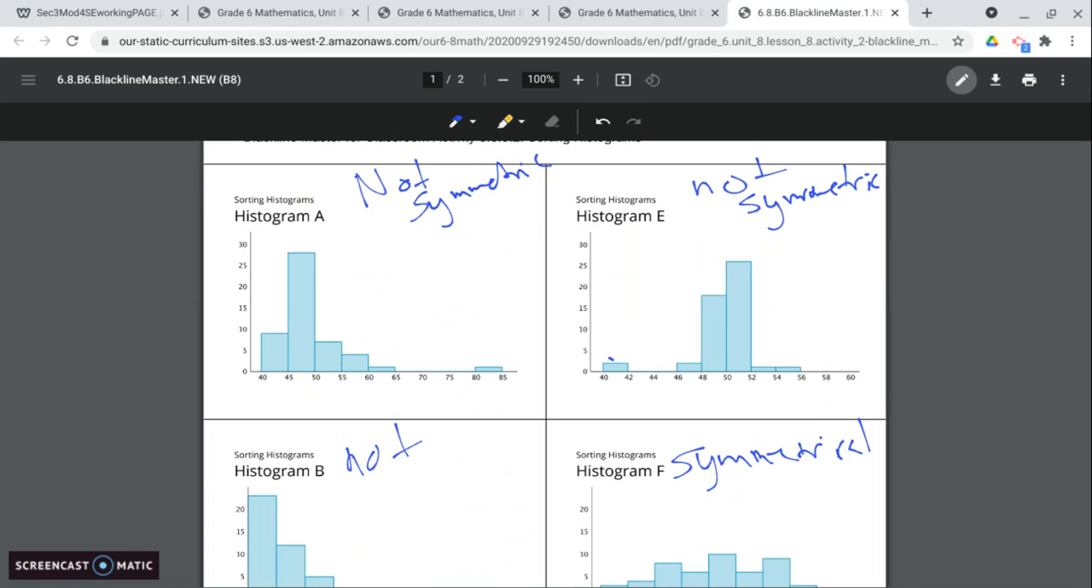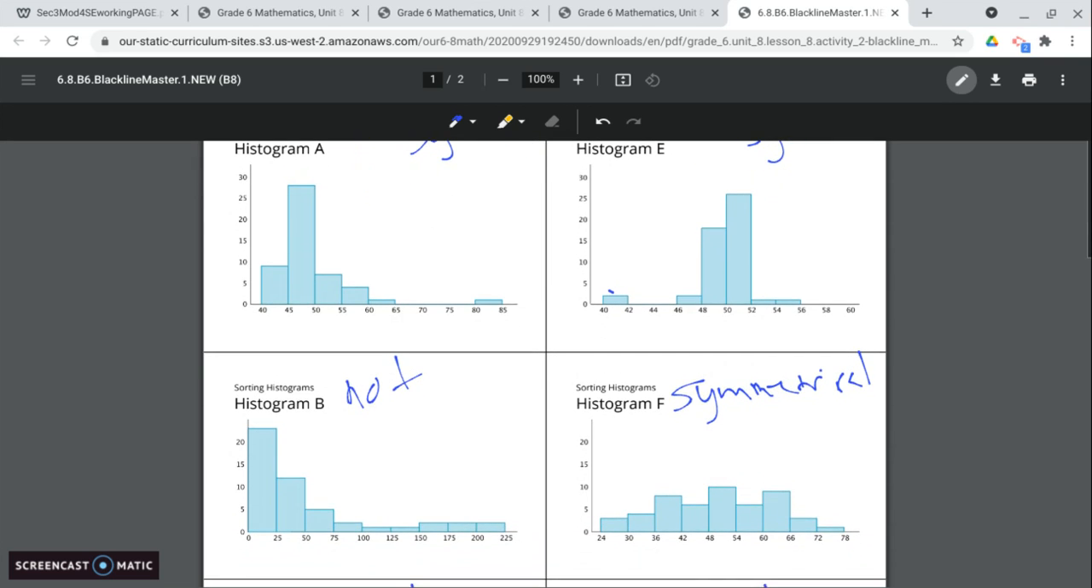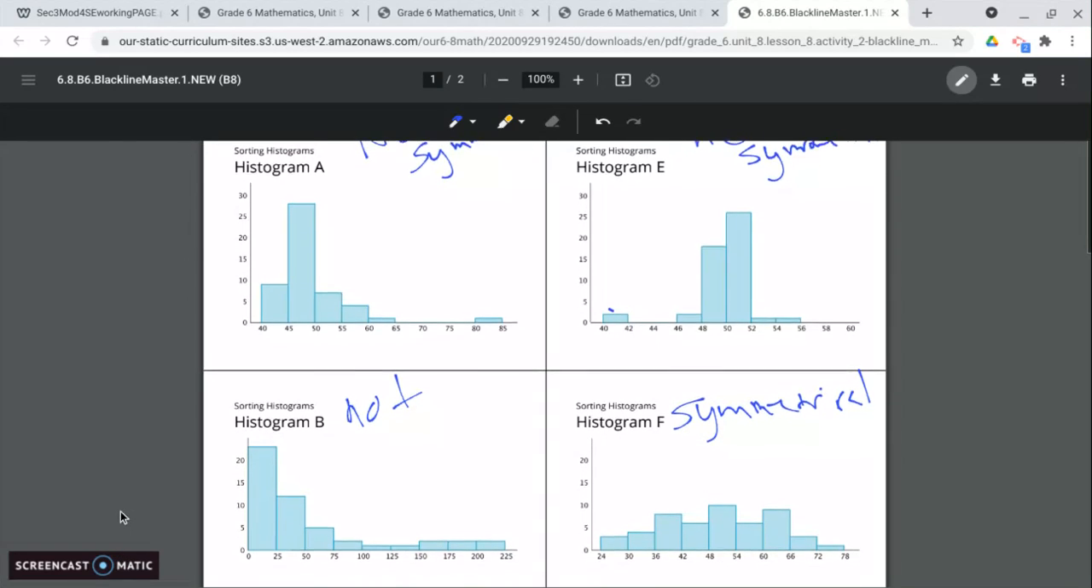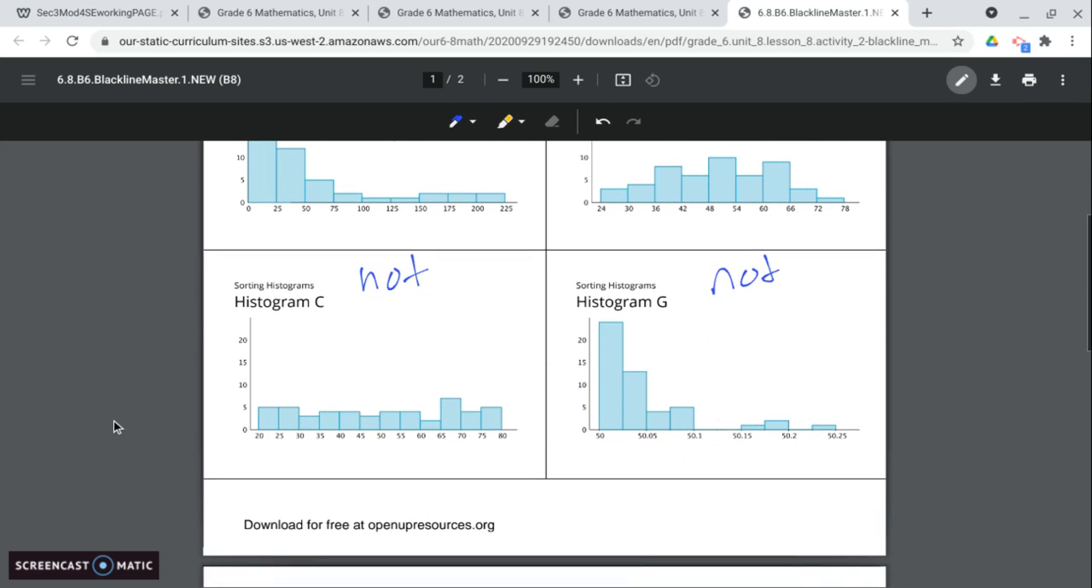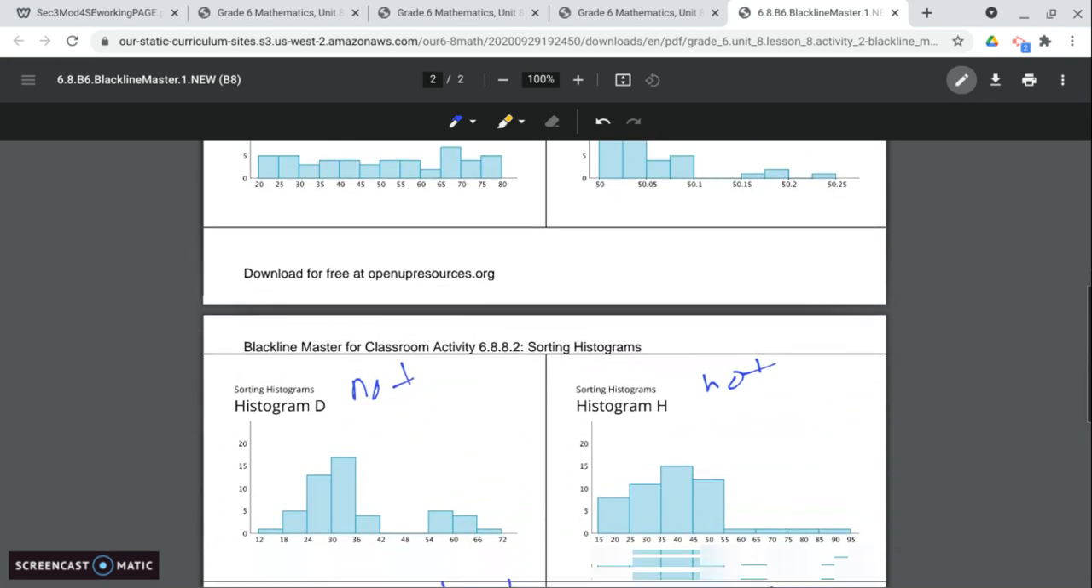So the next thing we want to look at is that histograms are also described by how many major peaks they have. Histogram A is an example of a distribution with a single peak that's not symmetrical. So which other histograms have this feature? One peak and not symmetrical. This has one peak and it's not symmetrical. This one doesn't really have a peak. This one doesn't. This one does, so one peak.